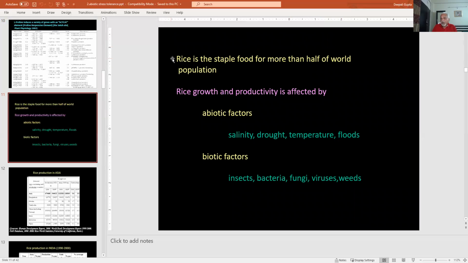So in my lab, we tried to use this technology to generate abiotic stress tolerance using P5CS. Now, why rice? Rice is, as you know, a staple food, and more than half of the world population depends on rice. So if we can change this phenotype, then we will be able to protect the productivity of these plants. So in my lab, we did this study.